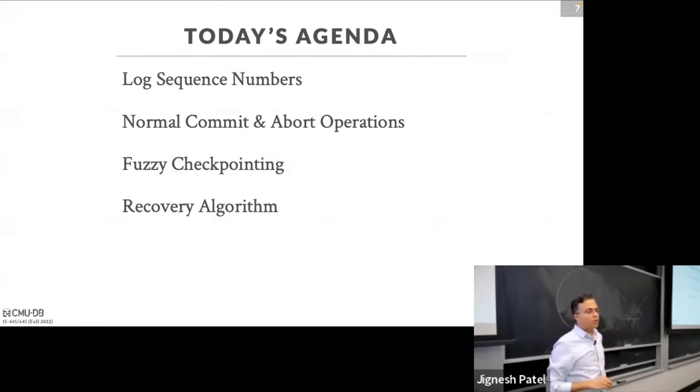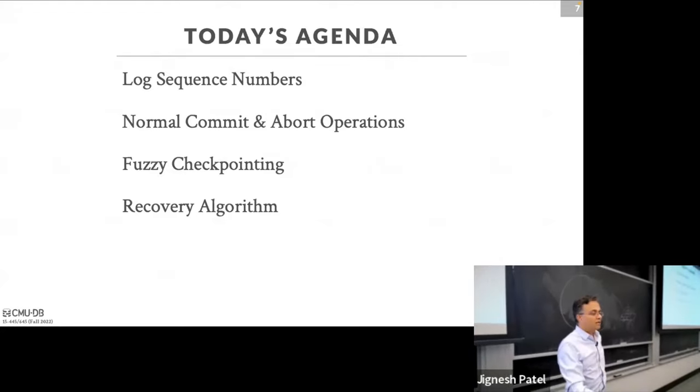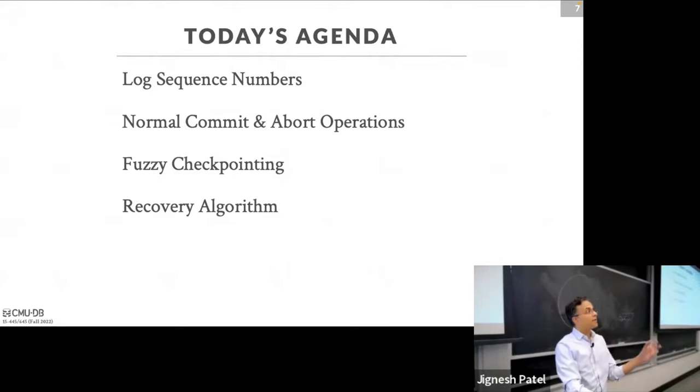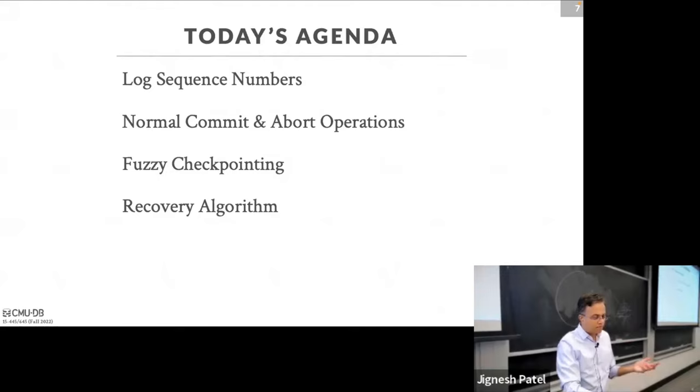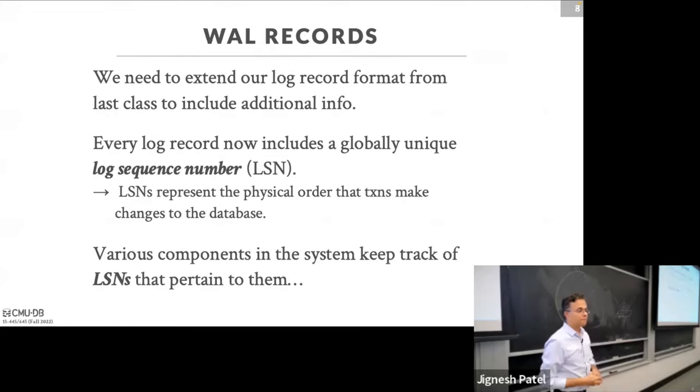So that's what we'll start with, the log sequence numbers, which is the next topic. And then we'll go into how we create these logs. What attention to detail do we have to pay to doing regular commit and abort operations? Then we'll talk about different types of checkpointing. The one that everyone implements that's efficient is called fuzzy checkpointing. But we'll talk about two that are simple to understand. And they are just examples, but inefficient examples. And then we'll go into the actual recovery protocol. Okay? So that's the four things we'll cover today.